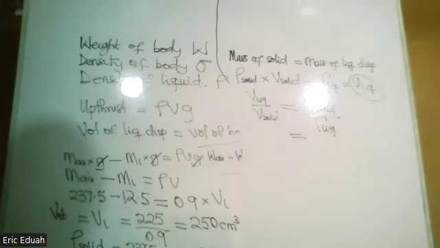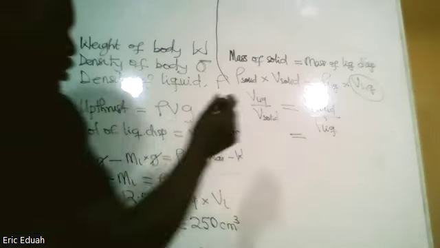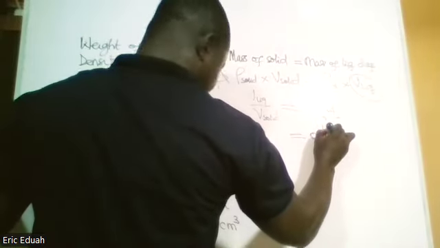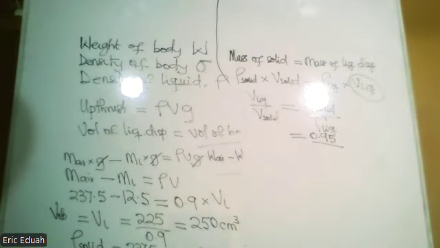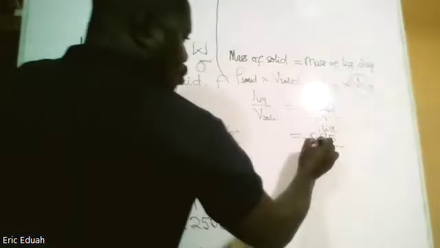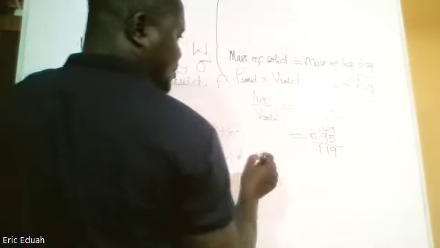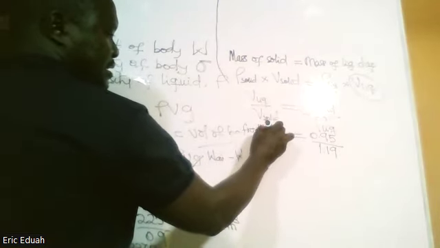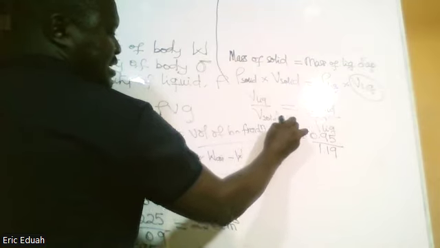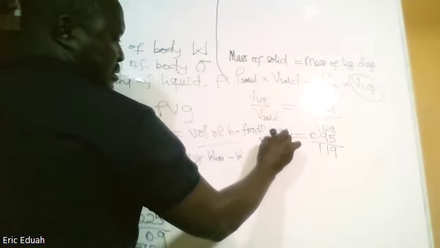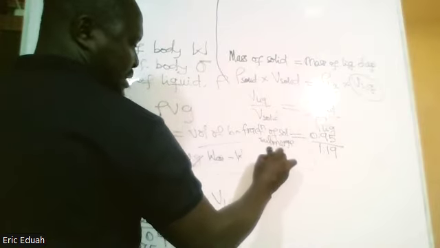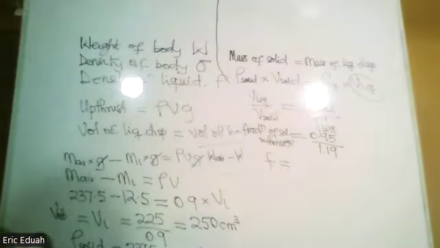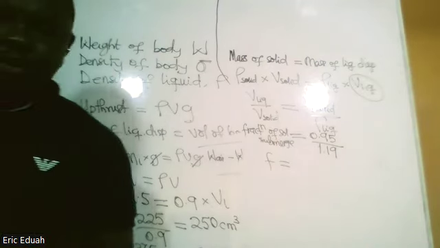The density of solid we have earlier calculated, and that is 0.95. So we have 0.95 divided by the density of the liquid, which was given to us, 1.19. Therefore, fraction of solid submerged, and let's just represent that by F. Audrey, divide 0.95 by 1.19.